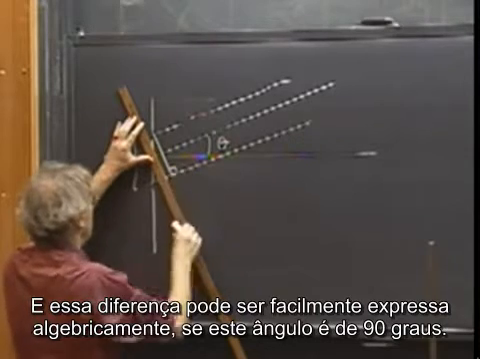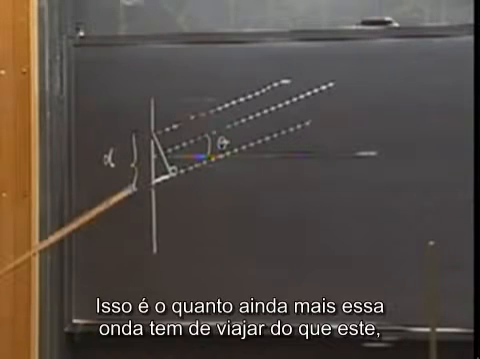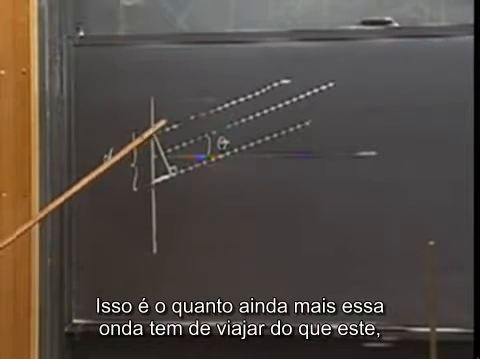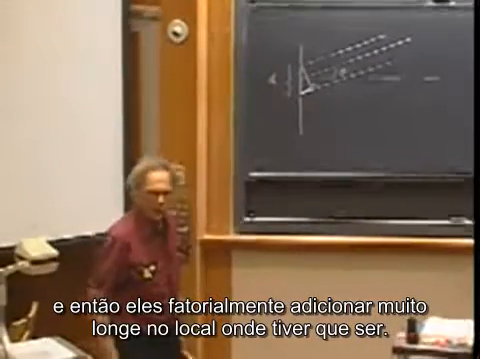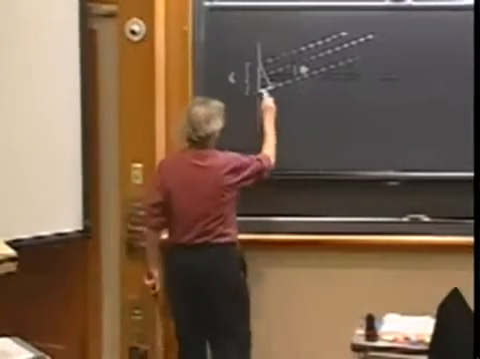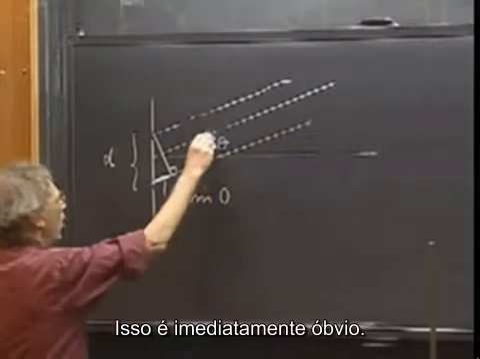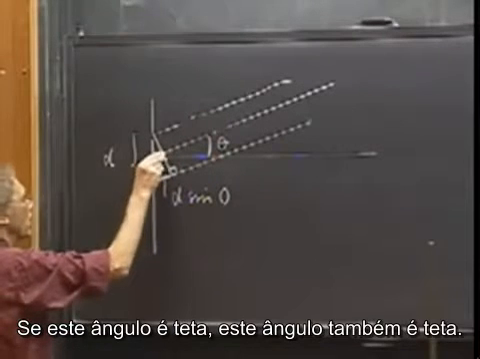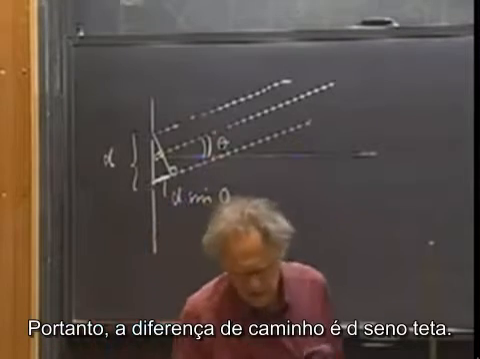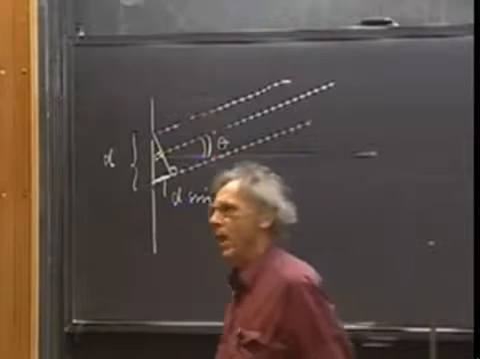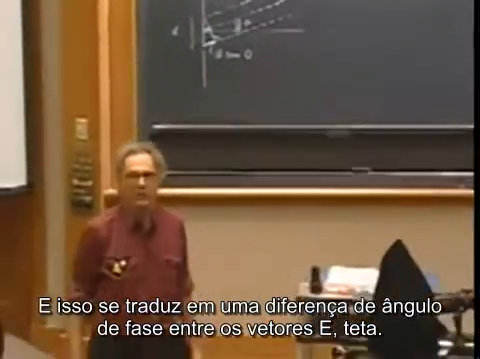If this angle is 90 degrees, that difference is this much. That is how much further this wave has to travel than this one, and then they vectorially add very far away at the location where you happen to be. And this difference here is d sine theta. That's immediately obvious. If this angle is theta, this angle is also theta. So the path difference is d sine theta. And that translates into a phase angle difference between the E vectors.